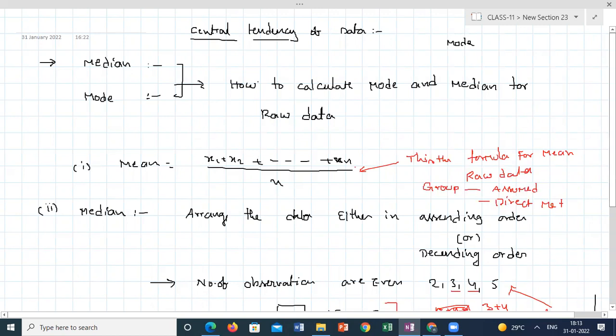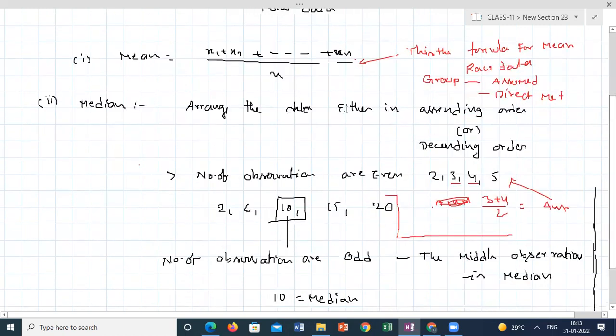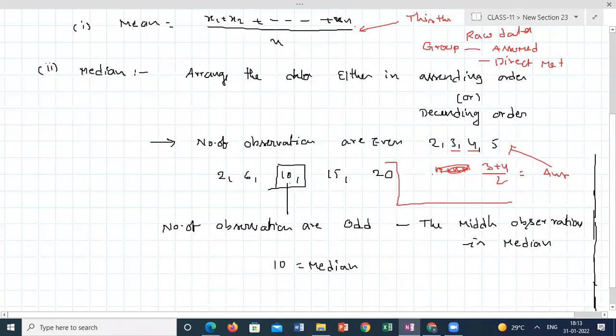What is meant by median? How to calculate the median? Suppose I have the observations 2, 6, 10, 15 and 20. To find the median, first arrange the data in either ascending or descending order, then find the middle value. If the number of observations is odd, the middle one is the median.